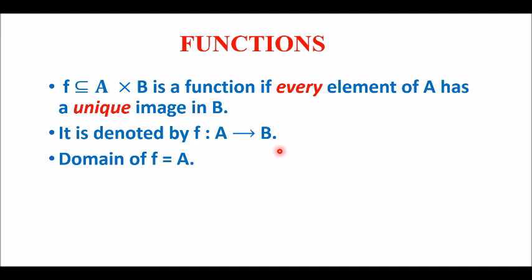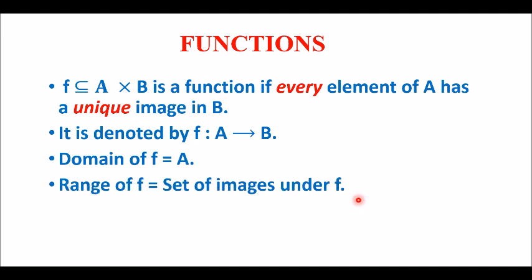So the domain of f must necessarily be A, because every element of A has an image. Therefore the domain of f is A. The codomain will be B, where the range of f is the set of images under f, and the codomain is always B. So here we can see the domain is different from the relation, but codomain and range are the same as we followed for relation.